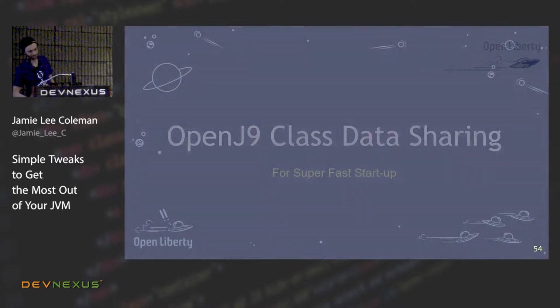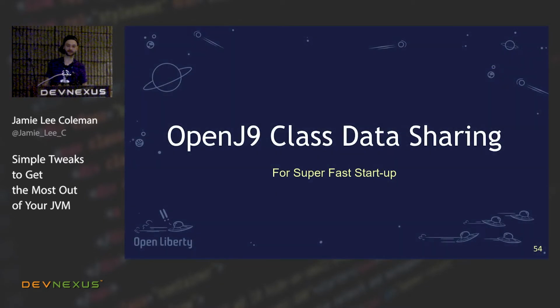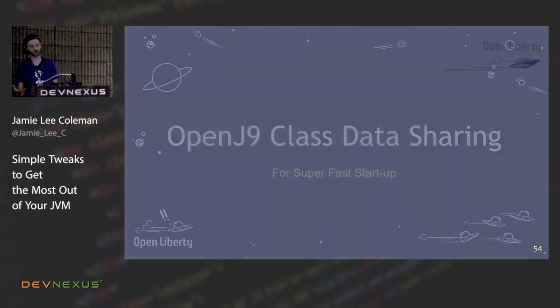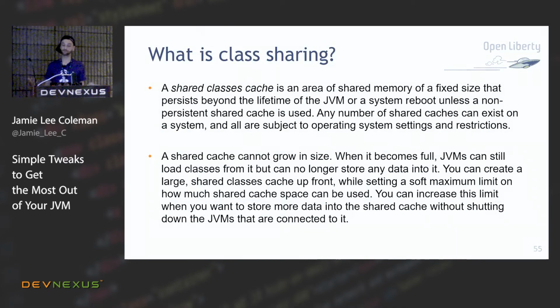So OpenJ9 class data sharing. This is amazing. It really helps the startup time of your application. So what is it? A shared class cache is an area of shared memory, and it's a fixed size, but you can change it. It's a fixed size generally, but you can change it inside Linux.